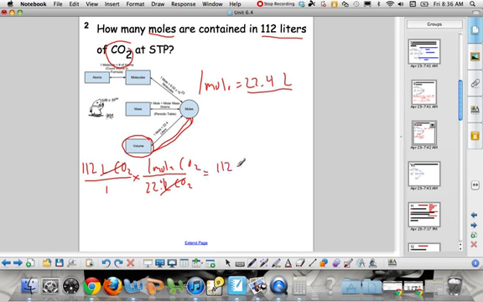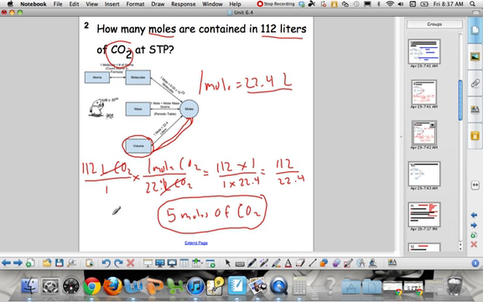So in this one, I have 112 on the top, multiplied by 1. And on the bottom, I have 1, and I know it's hard to read, but that should say 22.4 because there's 22.4 liters for 1 mole. Multiply across the top, I have 112. Multiply across the bottom, I have 22.4, and now I have to do this division. 112 divided by 22.4. When I do that, I will be left with 5 moles of CO2. So that's my answer. In 112 liters, I have 5 moles of CO2.